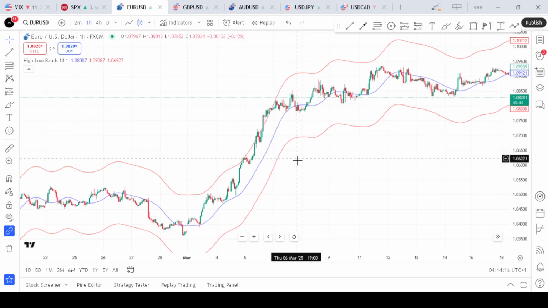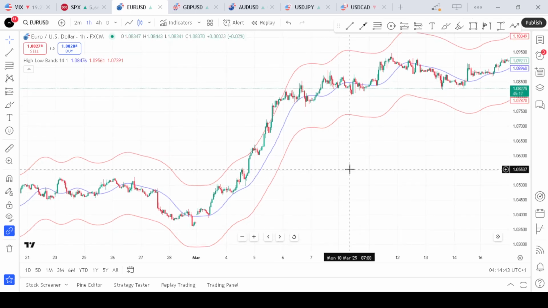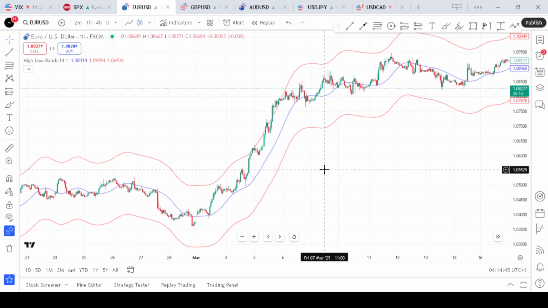The upper and lower bands are calculated by adding and subtracting a fixed percentage, commonly 5%, from a triangular moving average, that's the TMA, which forms the middle band. Now the TMA is particularly effective because it smoothens price data twice, reducing noise and providing a clearer picture of price movement. So the primary purpose of the high-low bands is to encapsulate price action within a defined range.